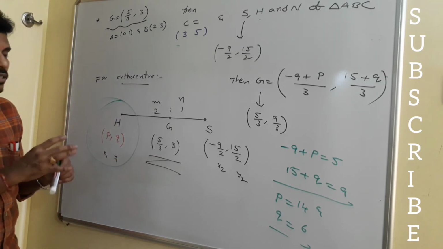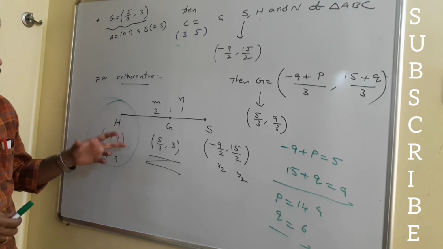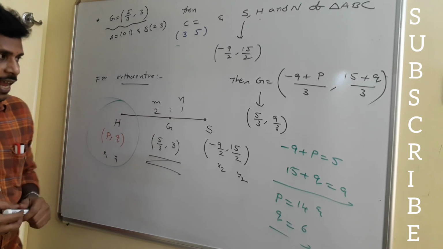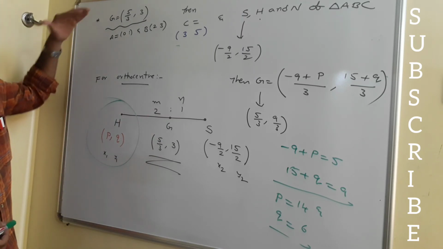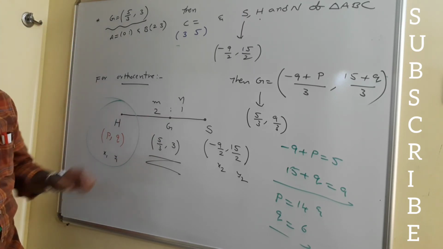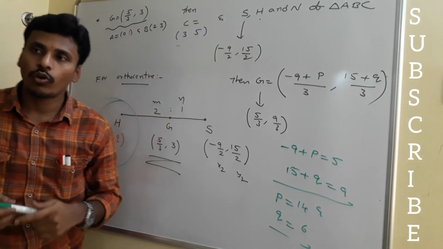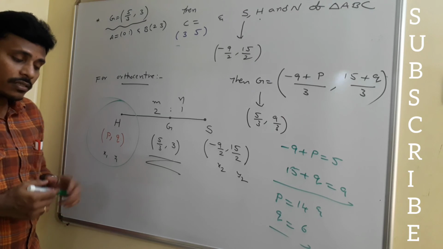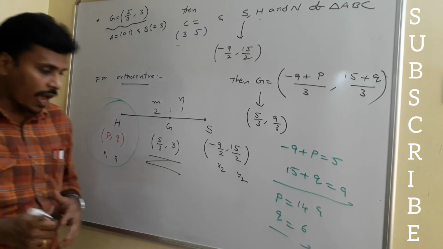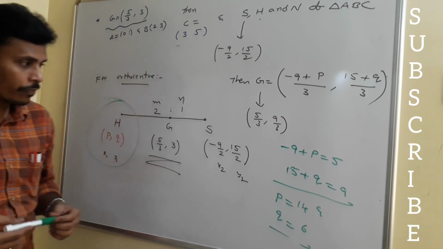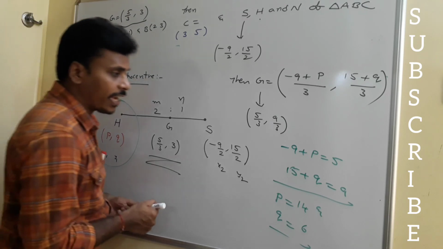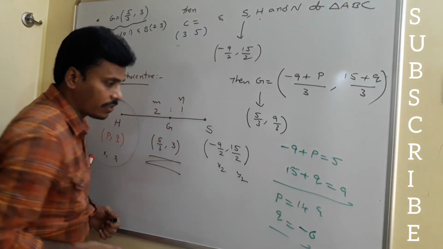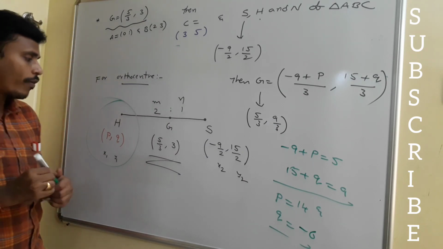Have a look. This is the way to utilize the Euler line to find the orthocenter, right? Once again I am repeating. I have the centroid as 5 by 3 comma 3 and the circumcenter as minus 9 by 2 comma 15 by 2. Now my task is to find the orthocenter. Since I don't know the orthocenter, I need to get the support of the Euler line. See, this is not 6 actually, it is 9 minus 15, which is minus 6. Send that 15 to that side. Right. And now my task is to find the orthocenter.